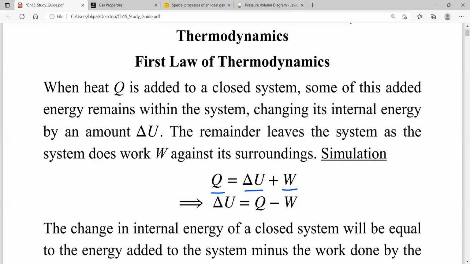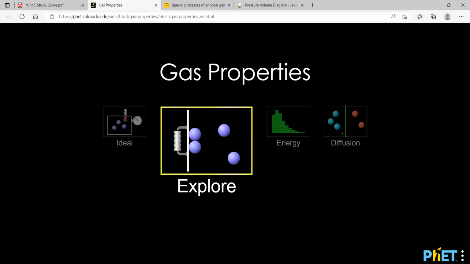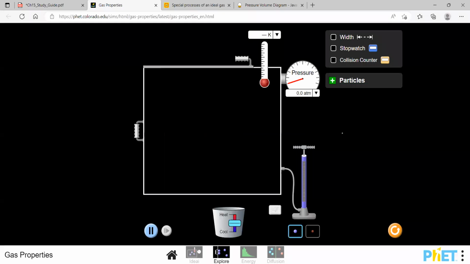Now, in some textbooks you see that the first law is written something like this: the change in internal energy is equal to the heat minus the work done. Okay, now before I talk more about this, let's see how it works in a simulation. So let me go to the simulation. In this simulation we can use this one.